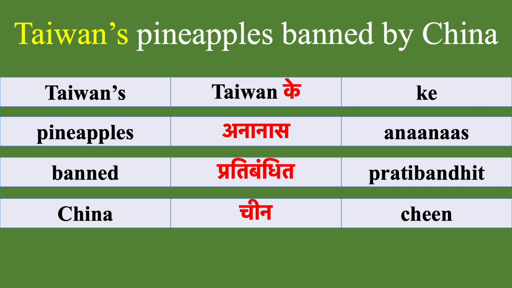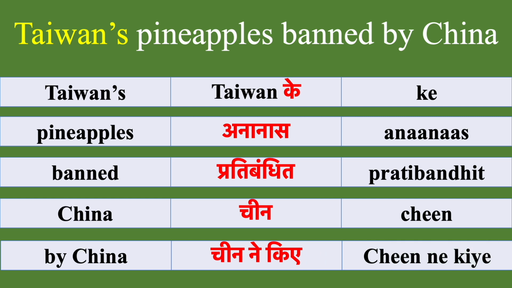China is Cheen. This is one example of the exception we discussed in the last headline. Even though China is the name of a place, in Hindi, China is called Cheen. By China will be Cheen ne kiye. Kiye is some action being done, which in this case is banning of pineapples by China.